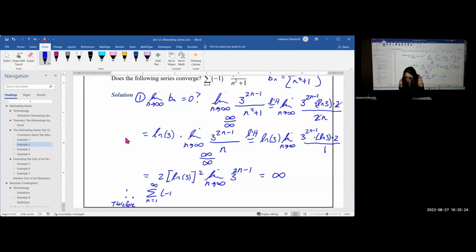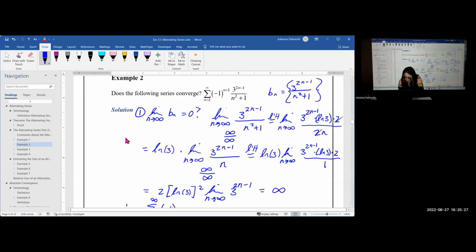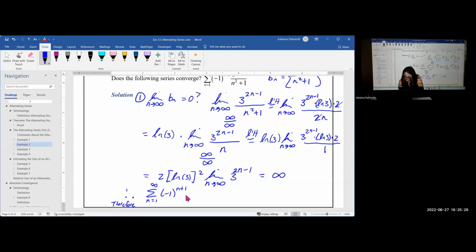So we have negative 1 to the n plus 1 times 3 to the 2n minus 1 over n squared plus 1. Of course, the plus 1 minus 1 doesn't affect it at all because when I apply L'Hopital's rule, that term drops out the very first time. So it doesn't make any difference in the result.